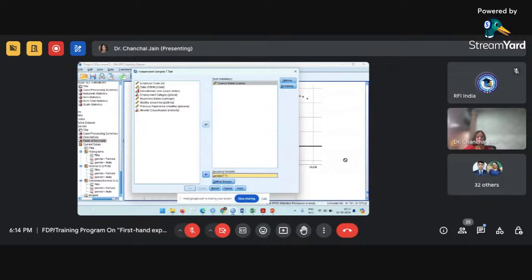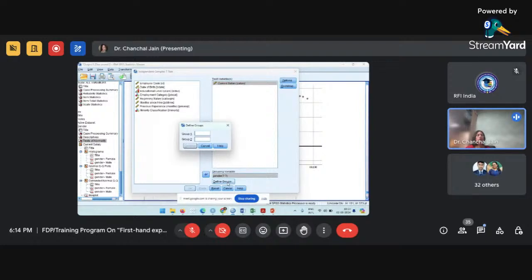Now you can find when we are shifting the gender here, you can see there are two question marks. And after shifting this variable, there is one button which is define groups. It is activated. So that means it is requiring we need to define our groups here. So you need to click on this define.